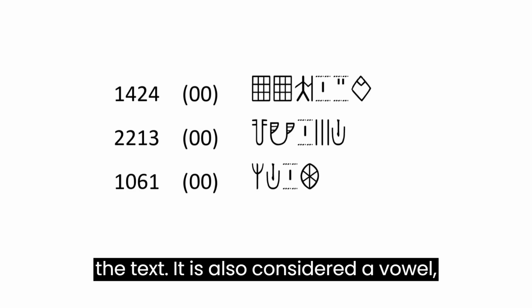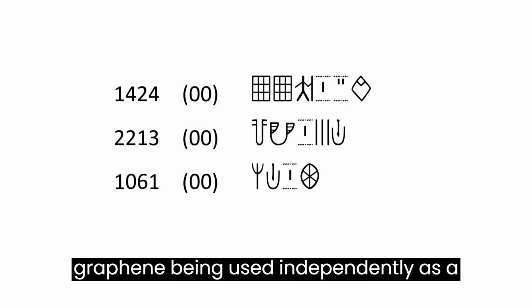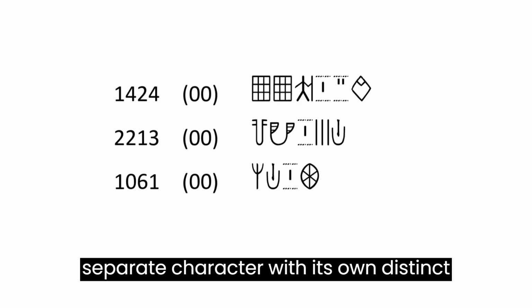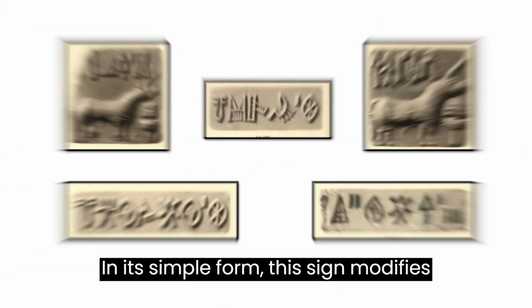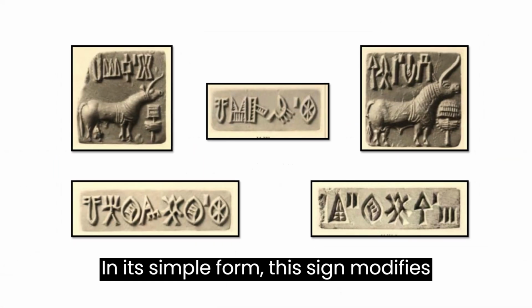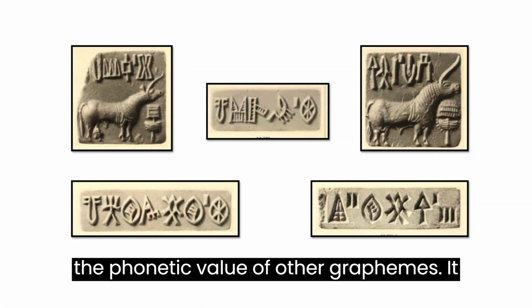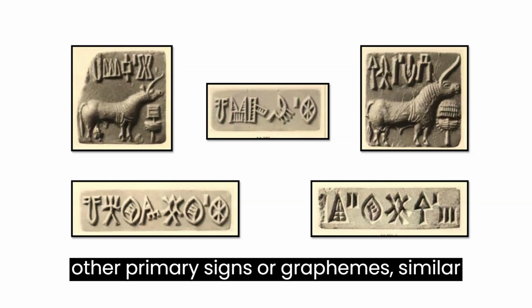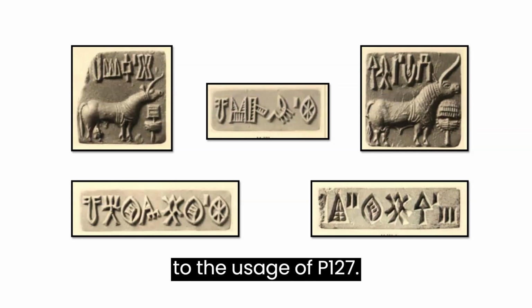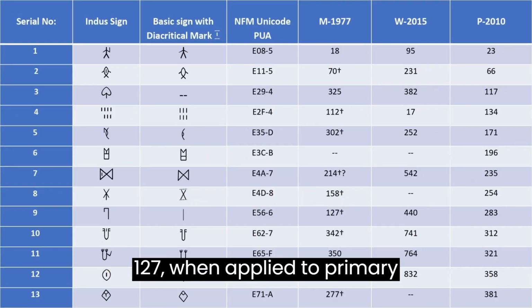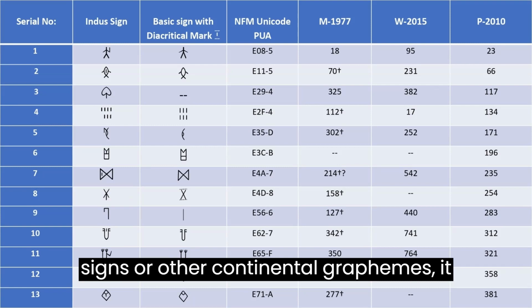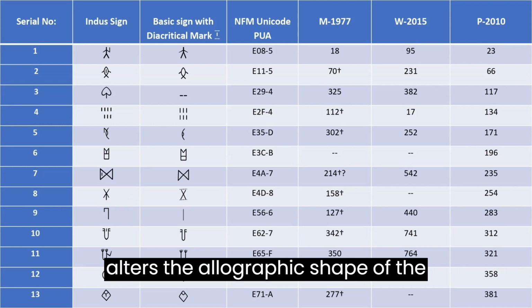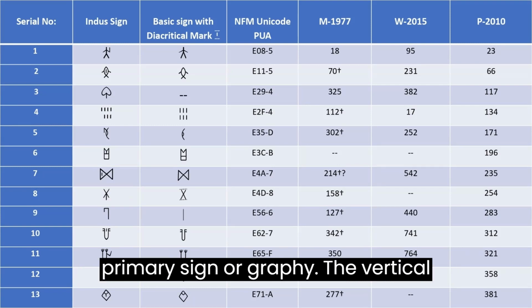It is also considered a vowel grapheme, being used independently as a separate character with its own distinct phonetic value. In its simple form, this sign modifies the phonetic value of other graphemes. It is predominantly used at the left top of other primary signs or graphemes, similar to the usage of P127. Similar to the vowel sign P127, when applied to primary signs or other consonantal graphemes, it alters the allographic shape of the primary sign or grapheme.